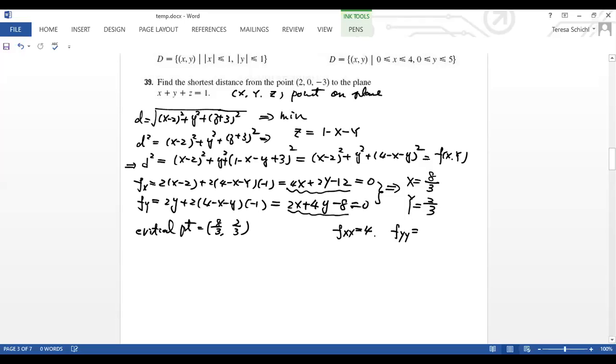You take the derivative of this one, it is 4. Okay, so yy, take this one, so it will be 4. Now, what is f of xy here? So the f of xy, that means in here you take the derivative of y, so it's 2. Okay, so now I know my D is 4 times 4 minus 2 squared.